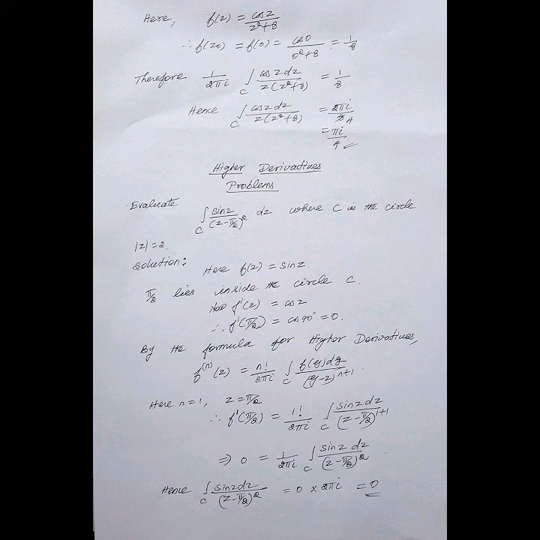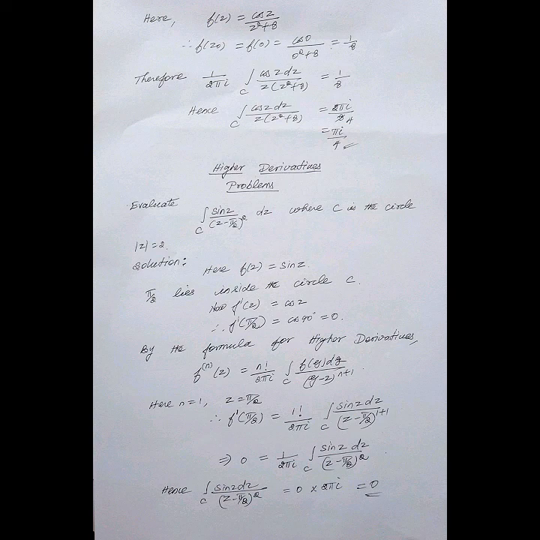Look at the denominator. (z - π/2)² = 0 implies z = π/2. Now, z = π/2 lies inside the circle |z| = 2. And therefore, what is f'(z)? Sin z, if you differentiate, cos z. What is f'(π/2)? Cos 90, that is equal to 0.